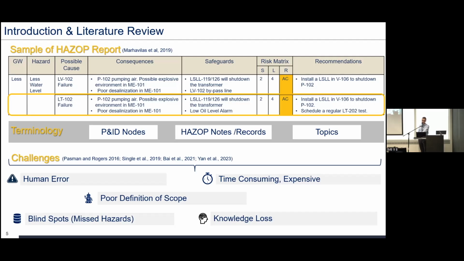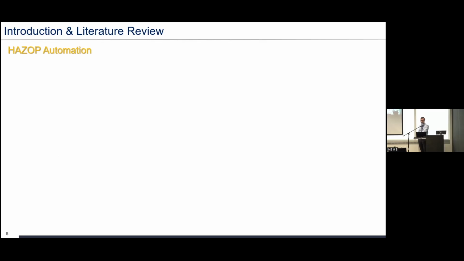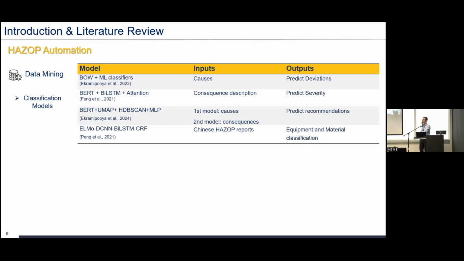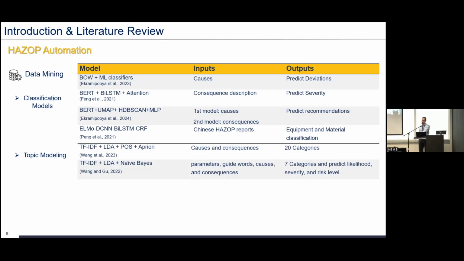To address these limitations, different kinds of models have been developed, like data mining techniques, including classification models, for example, predicting deviations based on causes using bag of words and machine learning classifiers. We have also topic modeling techniques like LDA, the most common method in topic modeling, used to cluster or categorize the main elements like causes and consequences into main topics or main categories.